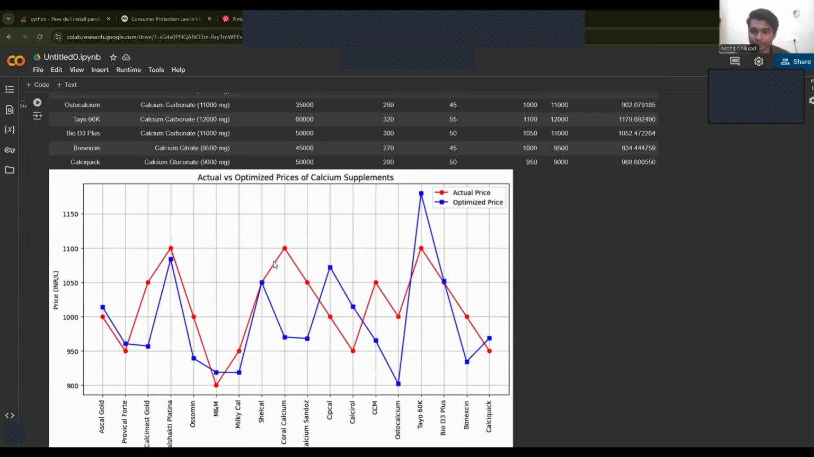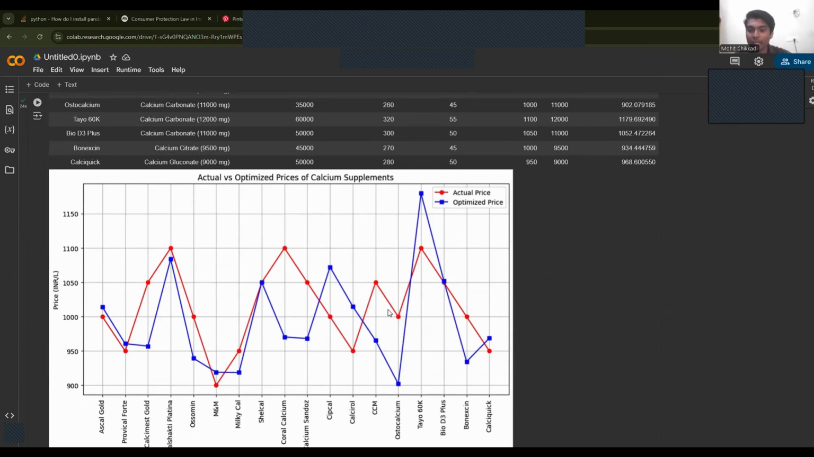As we can see, on the x-axis we have the different brands of calcium supplements. On the y-axis, you have the Indian rupees per liter. The red line represents the actual average prices you find in the market, and the blue lines show the optimized prices.